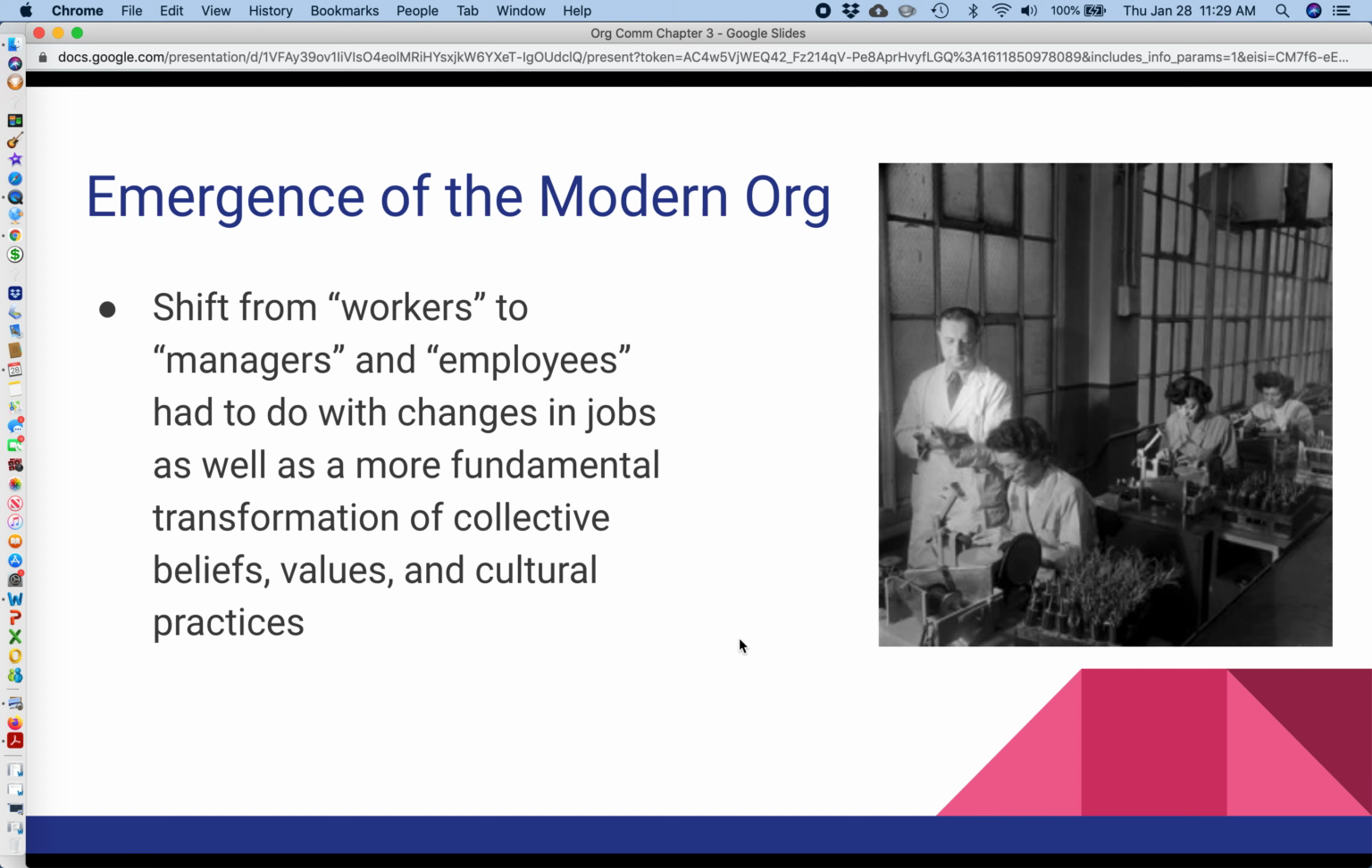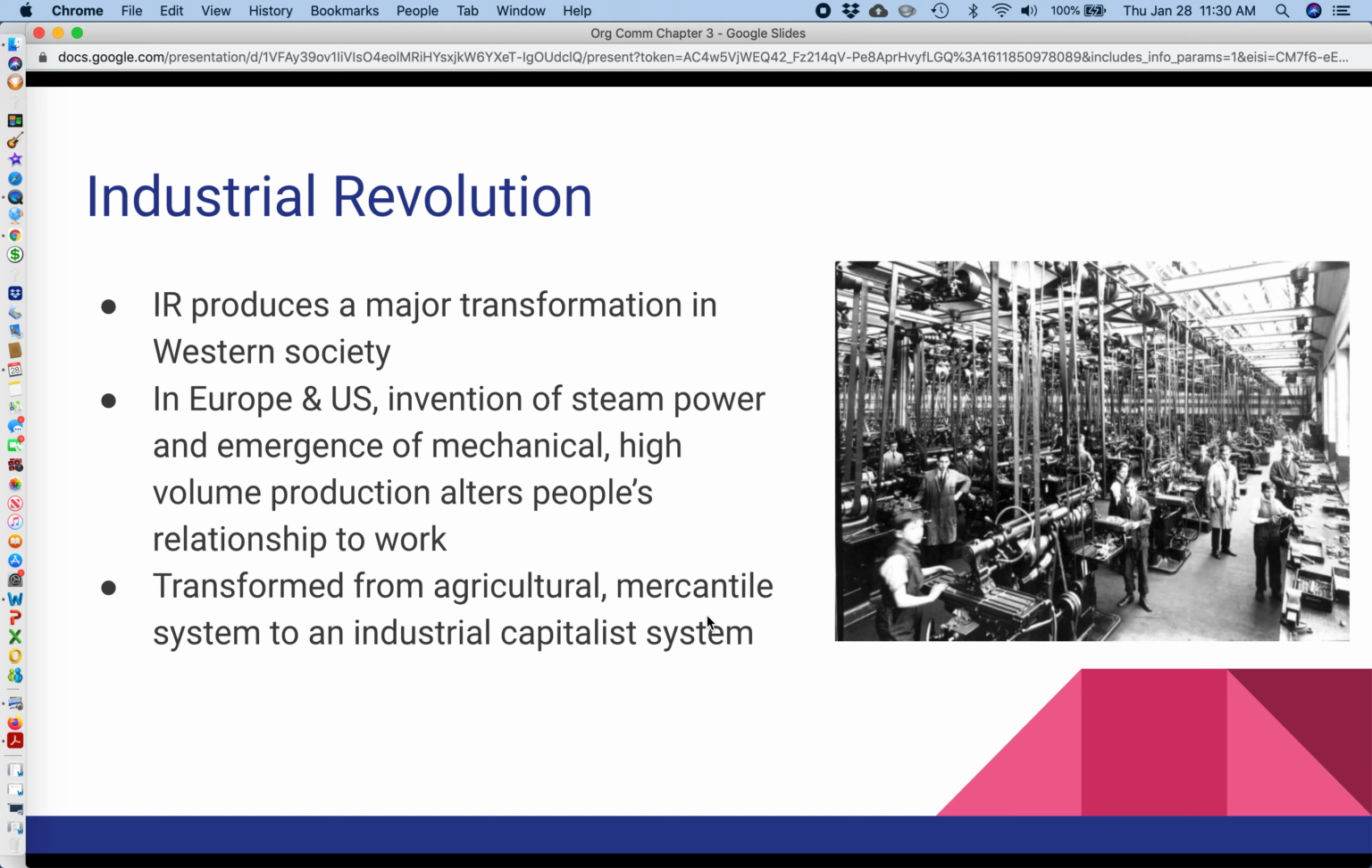When we entered the modern era, people went to work for others instead of themselves and moved to cities from the country. We saw major changes in communication, things like the telephone, the telegraph, the radio. As these things developed, along with changes in transportation, the steam locomotive, for example, people began to view the world in a fundamentally different way. And so that's what your book means when it talks about a fundamental transformation in collective beliefs, values, and cultural practices. So again, the Industrial Revolution produces a major transformation in Western society.